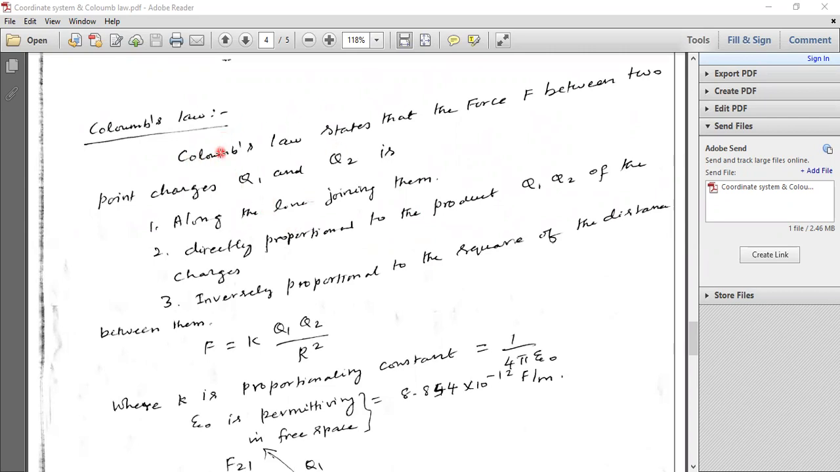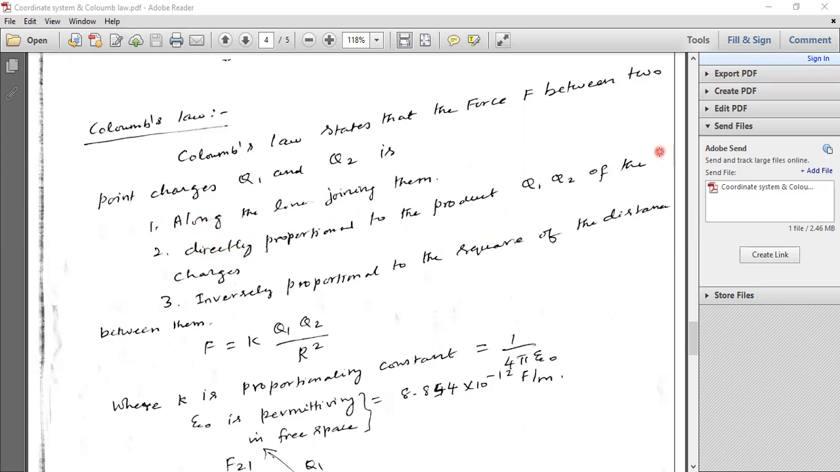Coulomb's law states that the force between two point charges Q1 and Q2 is along the line joining them, and it's directly proportional to the product of the two charges and inversely proportional to the square of the distance between them. Force is a vector, so it has direction also. The direction of the force is along the line joining the two charges.